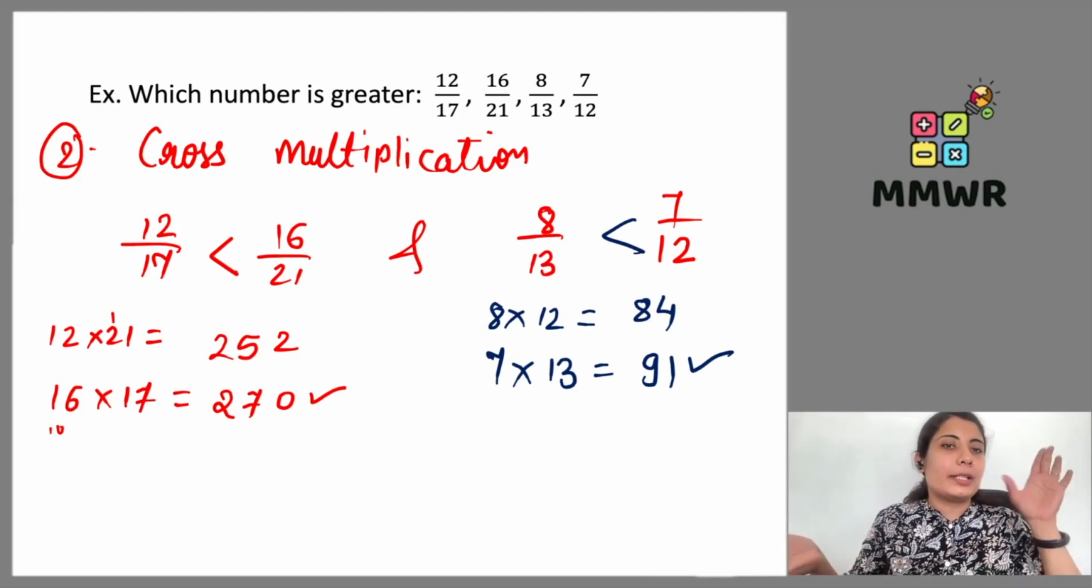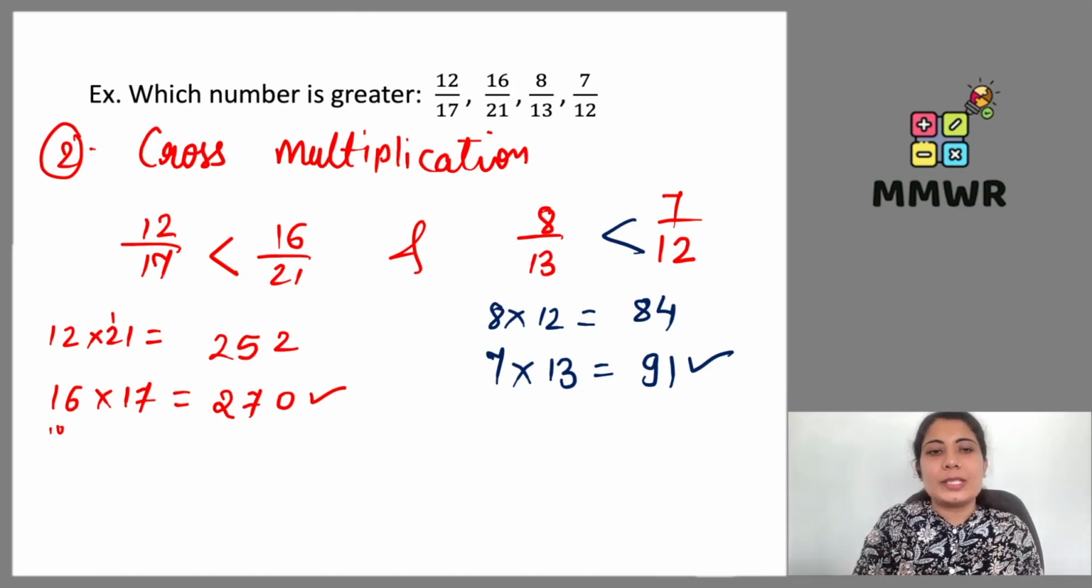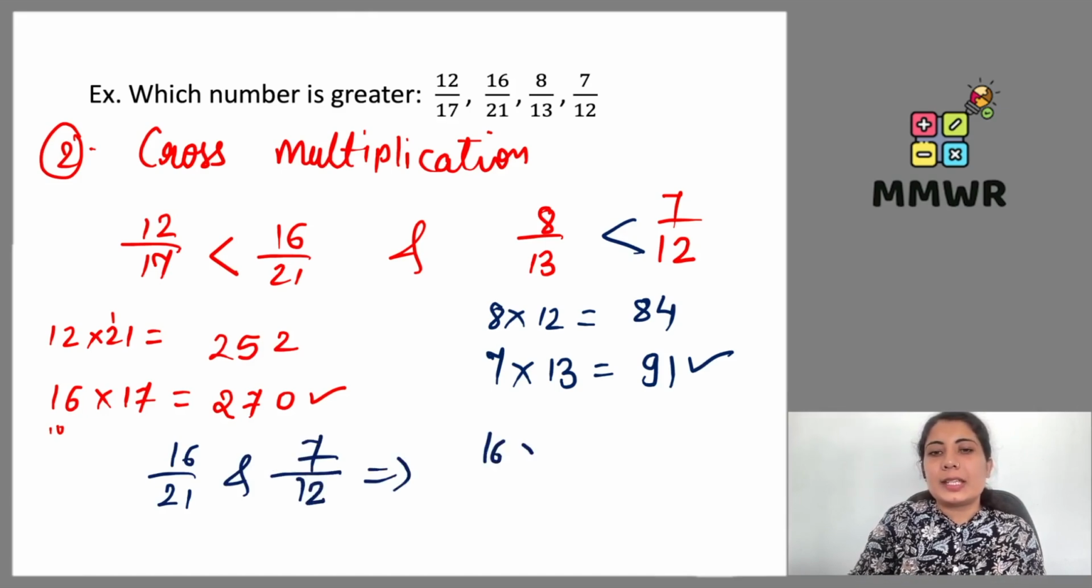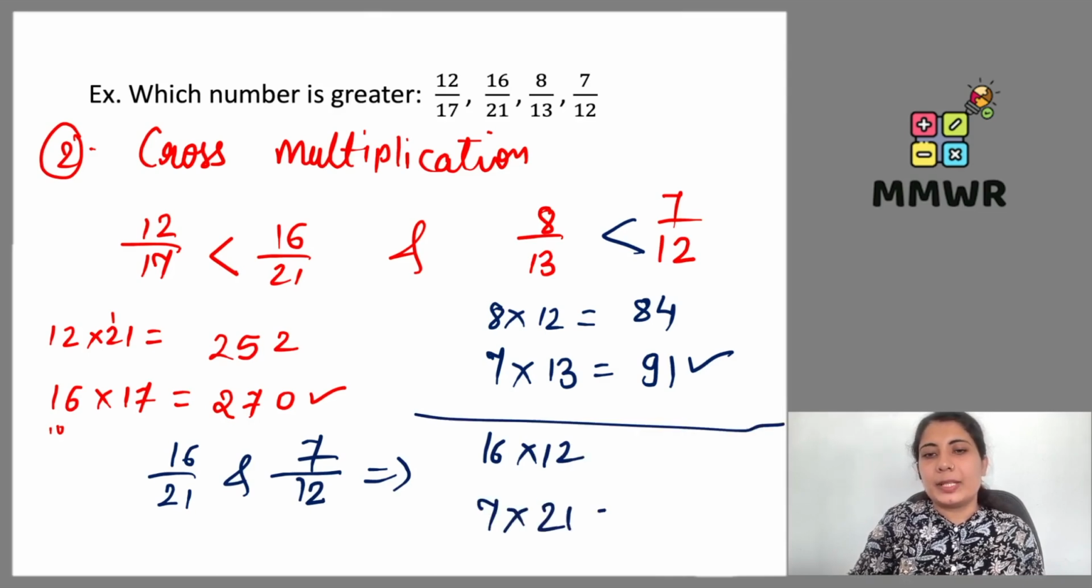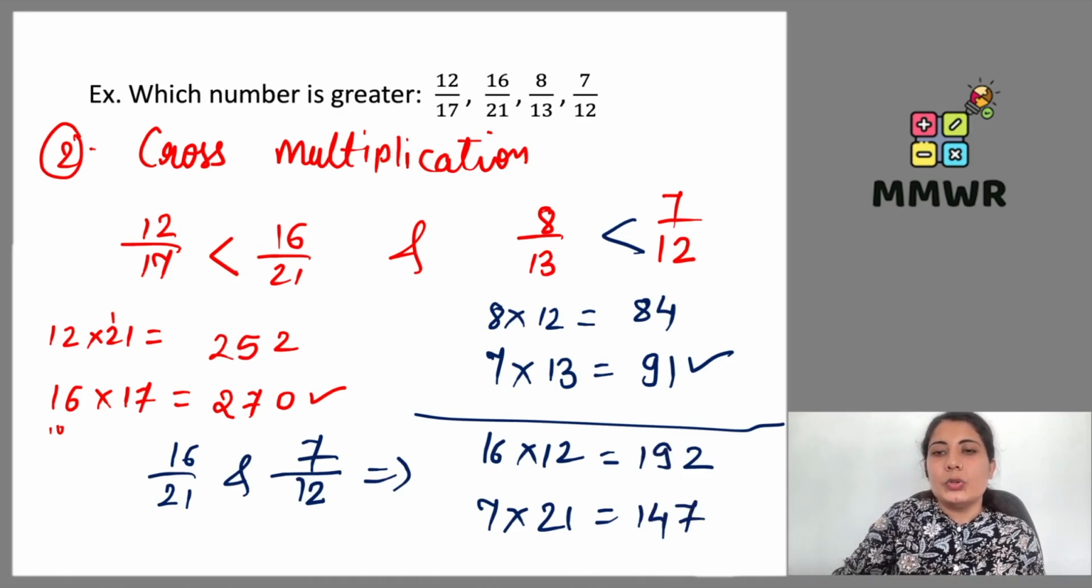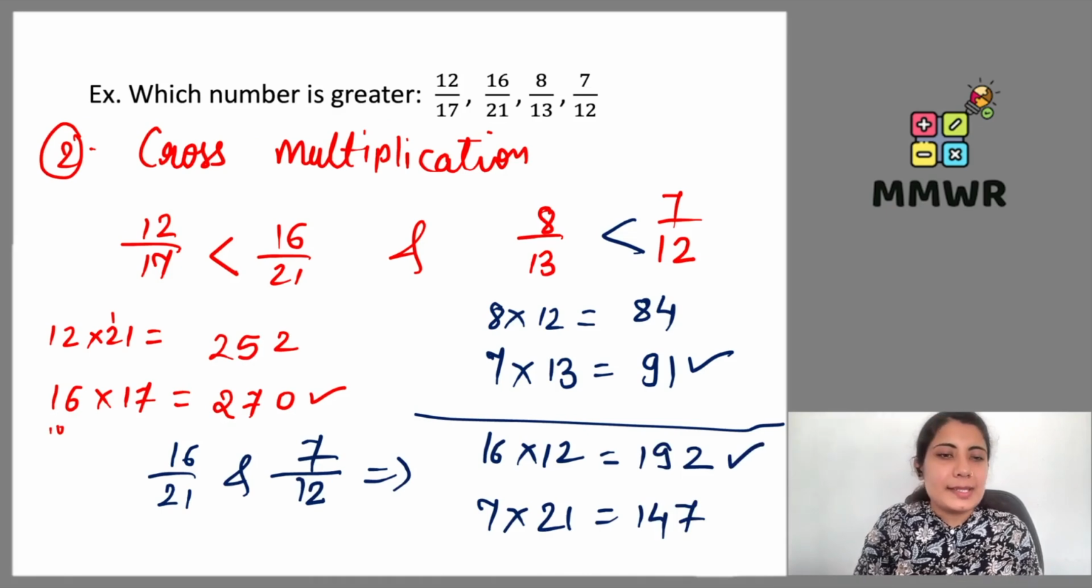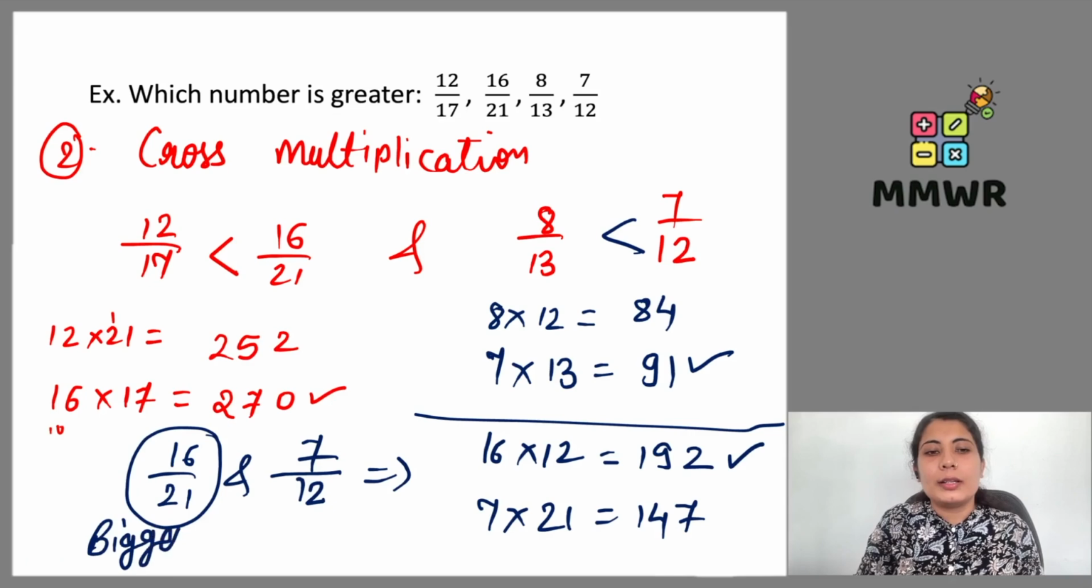Now let's compare the values 16 upon 21 and 7 upon 12. For that, 16 will be multiplied with 12 and 7 will be multiplied with 21. Right? 16 twos are 32, carry over 3. 16 ones are 16 plus 3, 19. So this is the bigger one. That means 16 upon 21 is the biggest fraction among all.